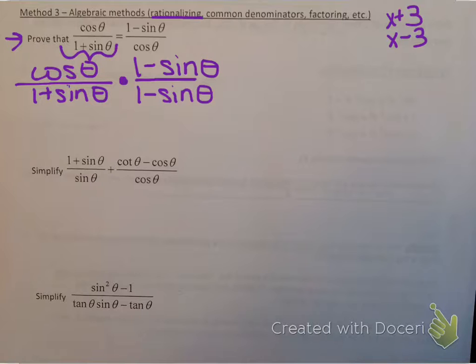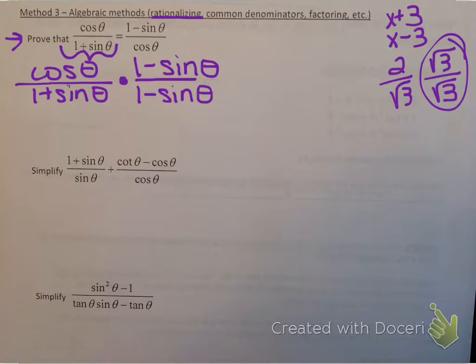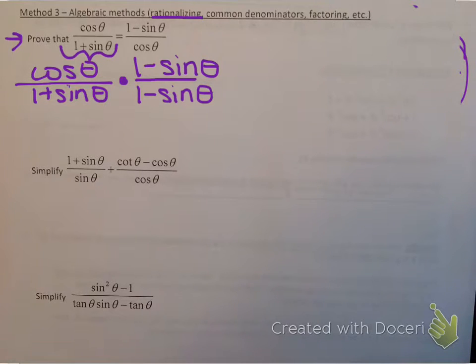It's just like rationalizing another fraction where you have a radical in the denominator. If I wanted to rationalize that, I would have to multiply by the square root of 3 on top and on bottom, because this is numerically equivalent to 1, so I'm not actually changing the value. So I'm rationalizing to get rid of the sine in the denominator, and I'm doing it with the conjugate, the same thing on top and bottom.